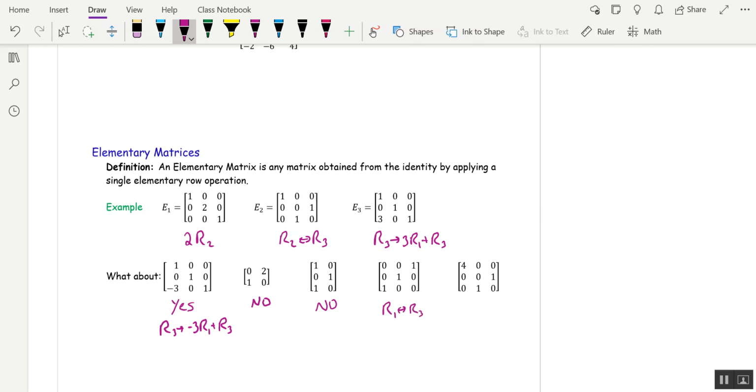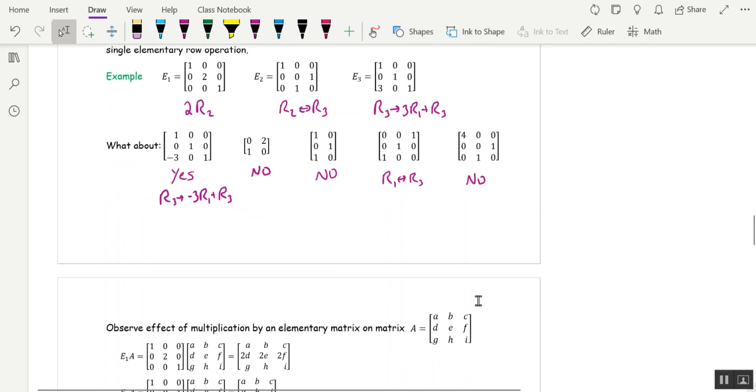And this guy, I was about to say yes, but now I'm going to say no, because this is a swap of row 1, so row 2 and row 3. And it's also scaling row 3 by 4. So that's 2 row operations. That's not allowed. Okay, why do we care?